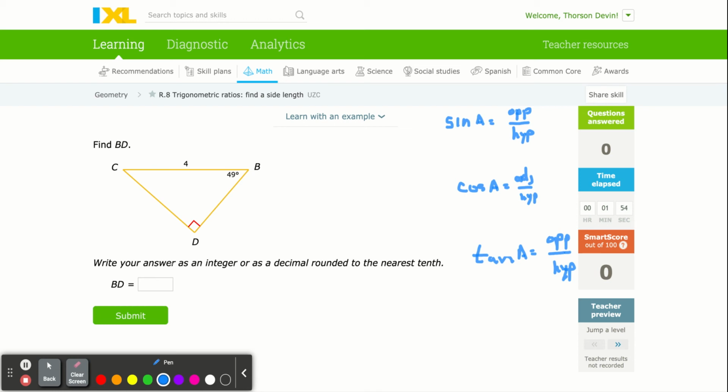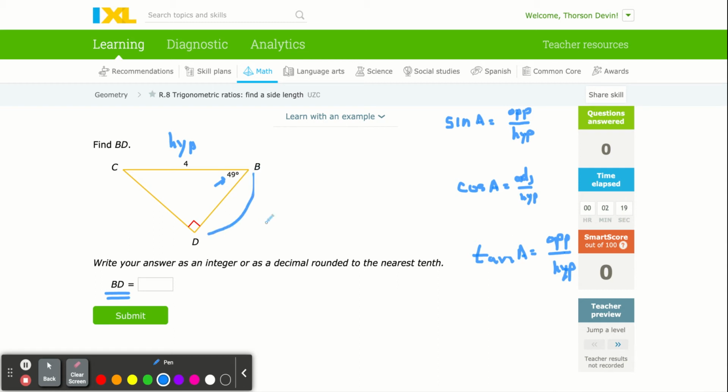Welcome. In this lesson, we're actually going to use our trig functions to find missing sides of right triangles. So the first thing I recommend you do is label the hypotenuse, so we know if we're going to be using it, which we are, because we know the hypotenuse's length, it's 4. We look to see which angle we have, and then we look to see which side we want. We want side BD, that's this side here.